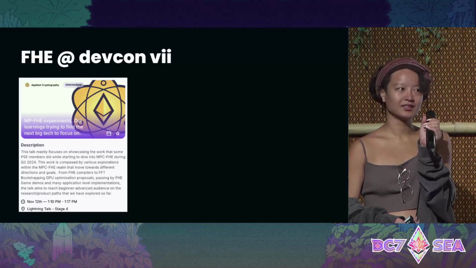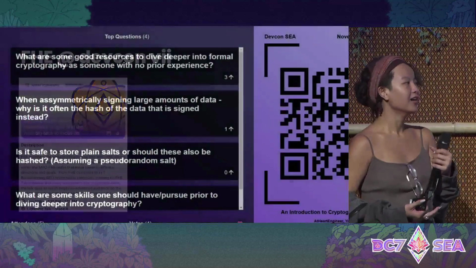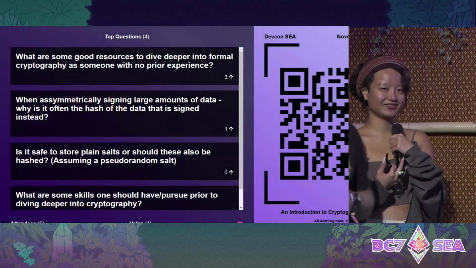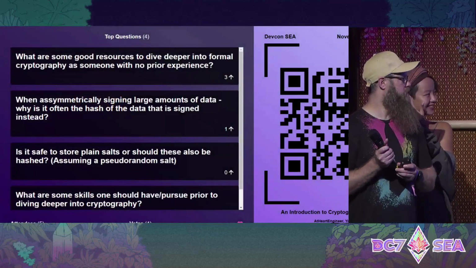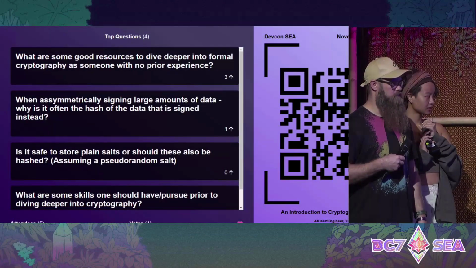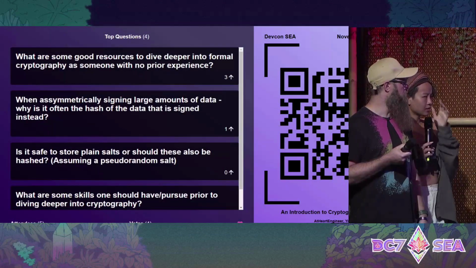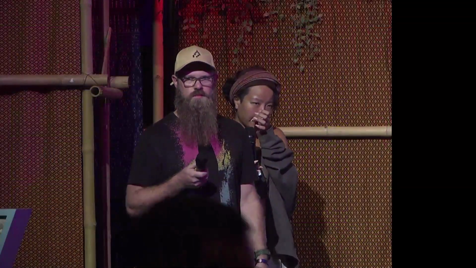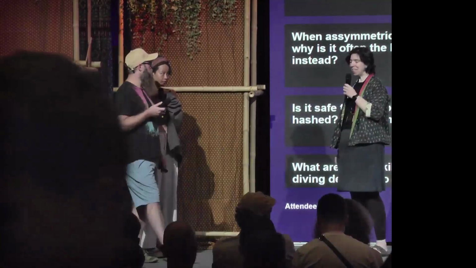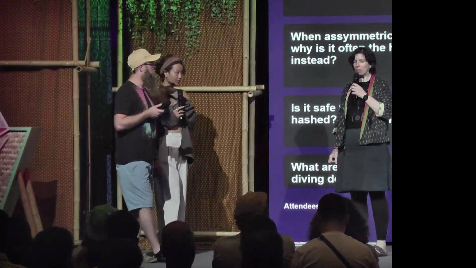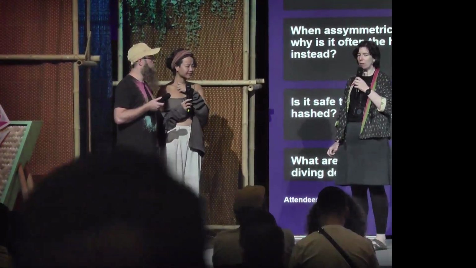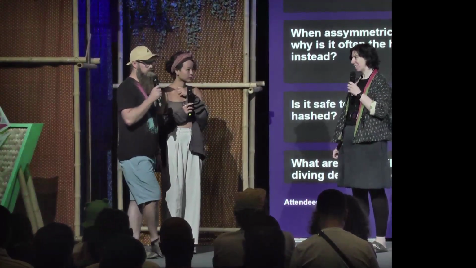Thank you. First, maybe give a round of applause to the speakers for a very nice overview of cryptography. It's a little bit over time, so we have maybe time for one question. One that came in very early and was upvoted a lot very quickly was: what are some good resources to dive deeper into formal cryptography as someone with no prior experience?